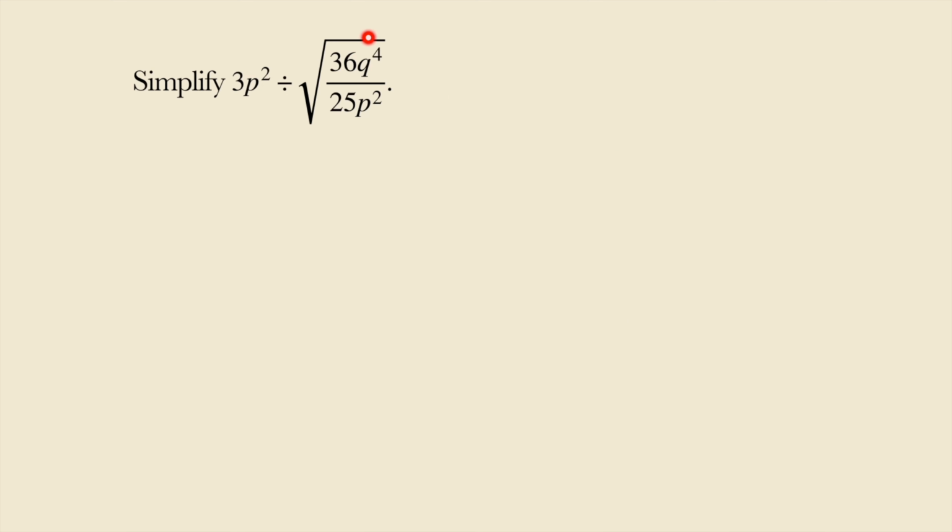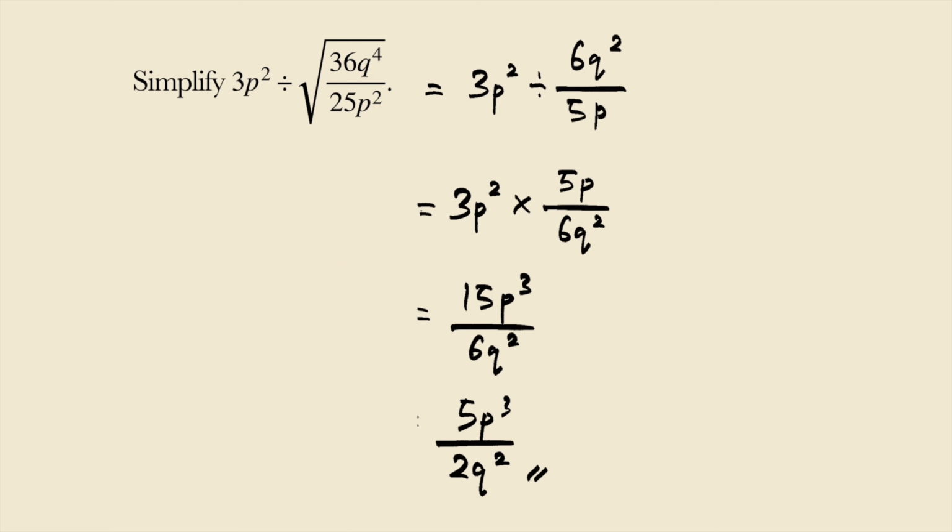How nice. Square root, perfect square, perfect square. Okay, that's nice. So let's have this be 6q power 2, 5p. From here, division becomes a times, flip the fraction, followed by simplifying. So 3 times 5, 15. P squared times p, p cubed. Anything else? P and q, nothing to simplify, but 15 and 6 divide by 3. And you will get this as the answer.